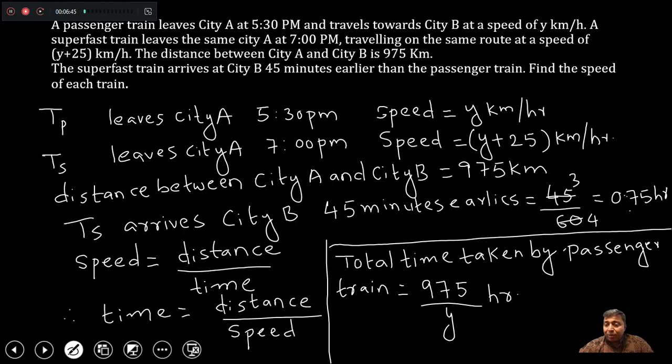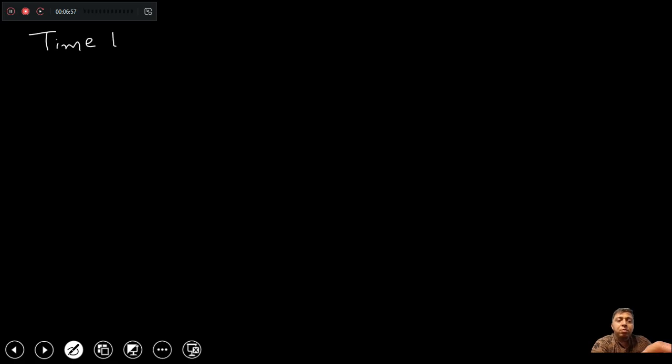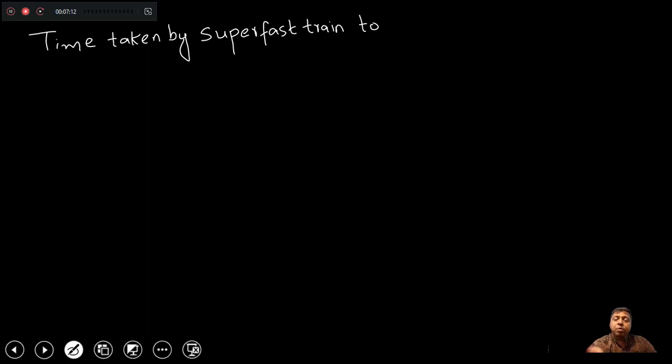Let's apply the same formula and find the total time taken by the superfast train. So time taken by superfast train to reach B is 975 over y plus 25 hours.